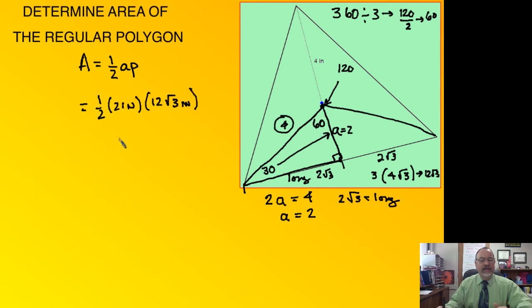Now that I have all the values for my formula, I can just do the arithmetic. So I can take half of this 2, which is 1, and 1 times 12 radical 3 is 12 radical 3. Inches times inches is inches squared. So this would be my answer in simplest radical form, or my exact answer for the area of this triangle, using the formula for a regular polygon. A is equal to 1/2 A times P.